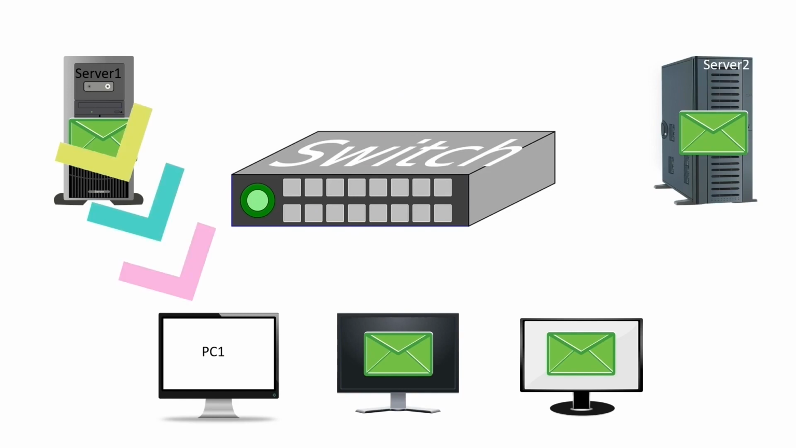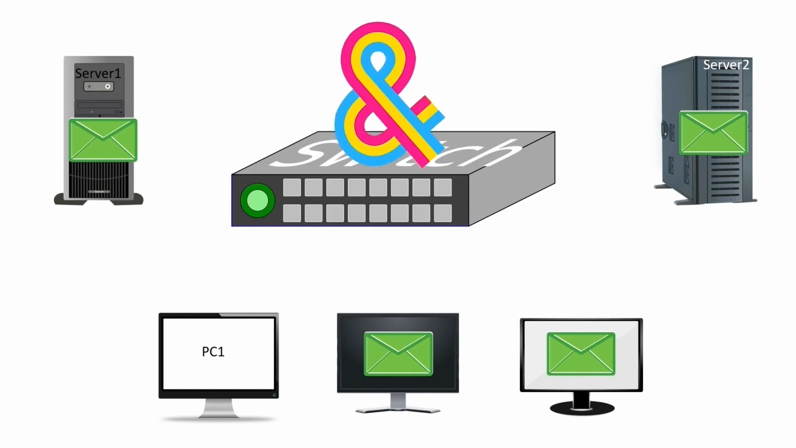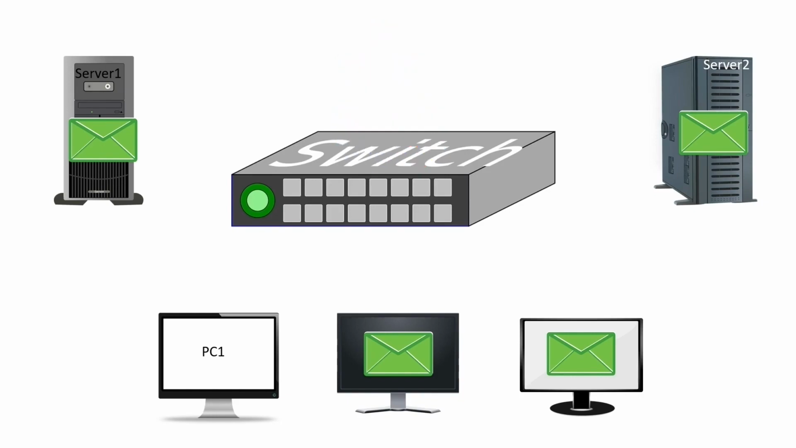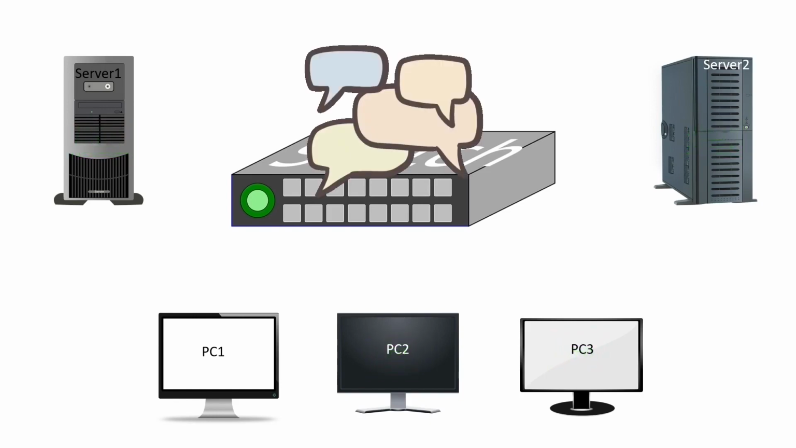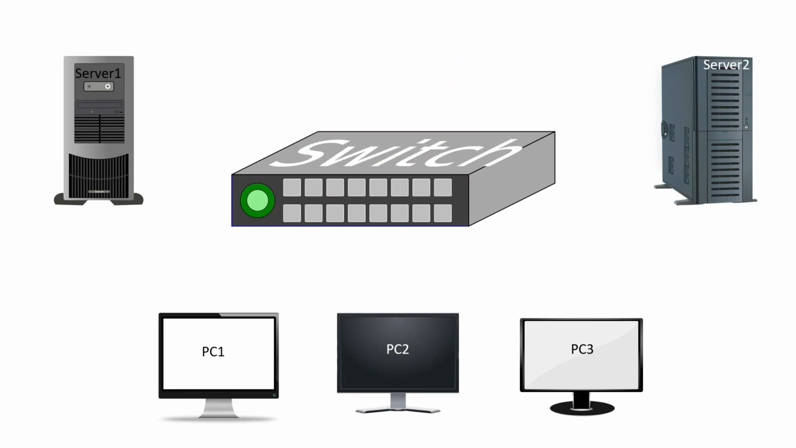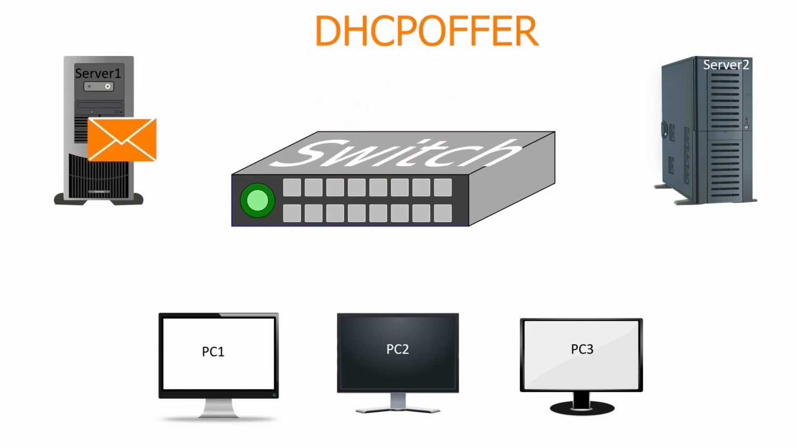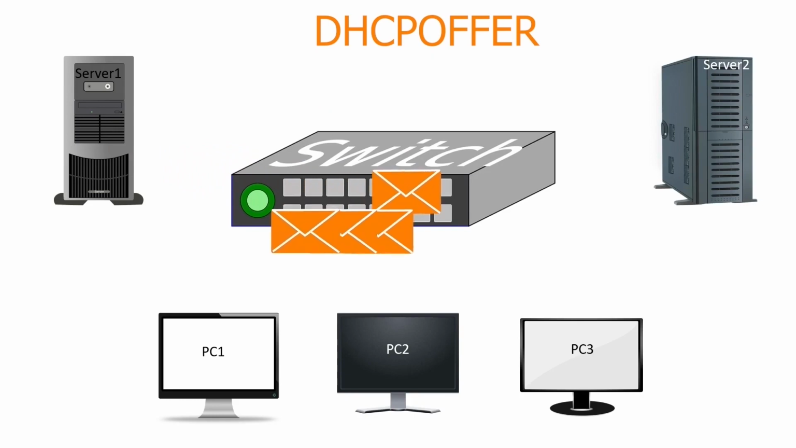A DHCPDiscover message includes the client's MAC address. DHCP servers use it to assign and track the IP configuration. If multiple DHCP servers are available, based on their configuration, one of them or all of them can reply to the DHCPDiscover message. In reply to the DHCPDiscover message, a DHCP server sends a DHCPOffer message to the client.